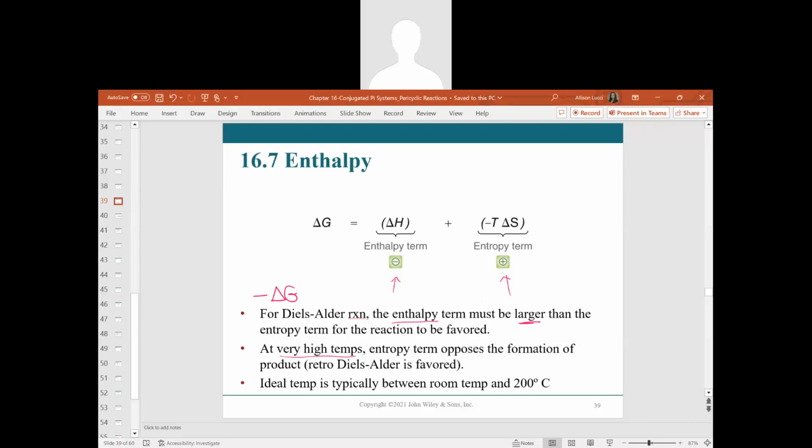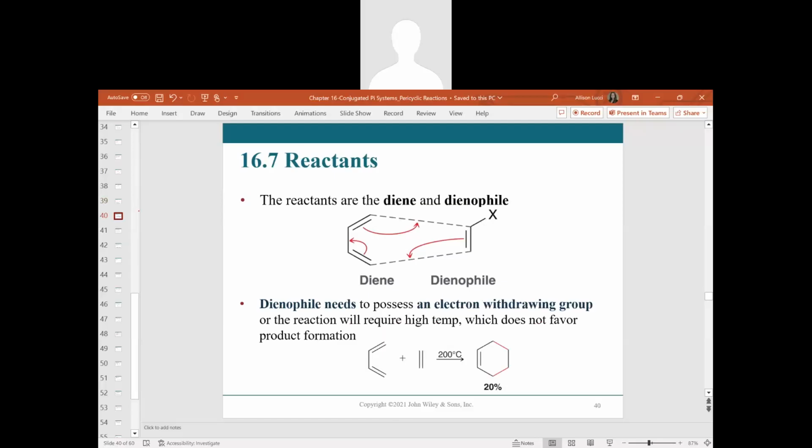But we see at very high temperatures, above 200 degrees Celsius specifically, the opposite reaction is favored, and the formation of the retro Diels-Alder products would be favored at this higher temperature. So again, the ideal conditions for Diels-Alder reaction would be at either room temperature up to about 200 degrees Celsius.